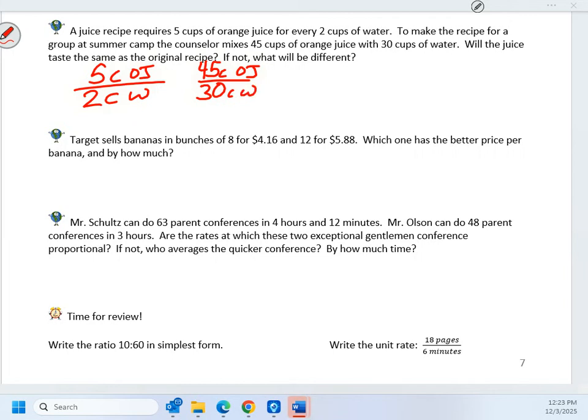So my first thing, does it taste the same? Are they proportionate? So we need to determine, are these two ratios proportionate? You can use any of those ways. Are they proportionate? Use a way. Right now, use a way. Determine if they are proportionate or not. You're going to have to tell me which way you used.